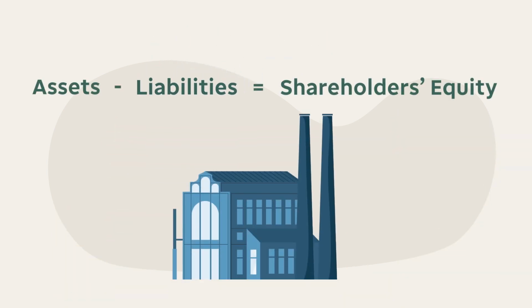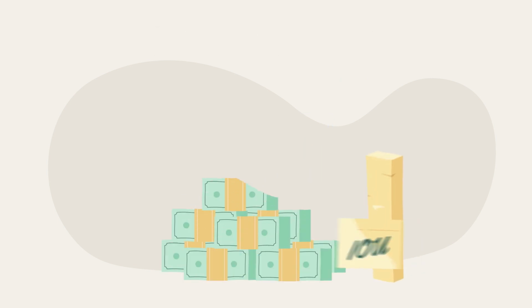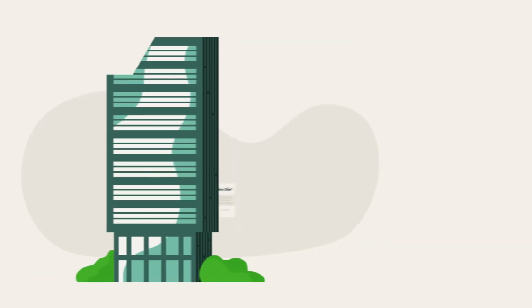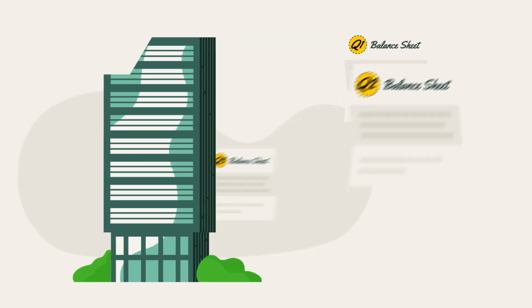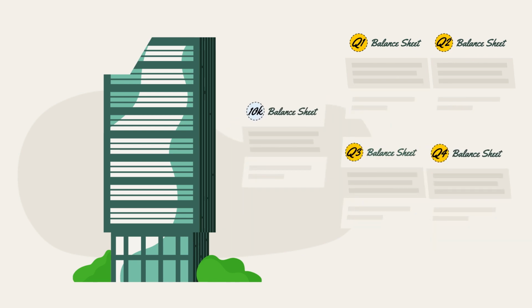If you subtract liabilities from assets, you're left with shareholders' equity, often called book value. It's the amount of money that would be left to shareholders if the company shut down and sold its assets and paid all its liabilities. A company releases its balance sheet every quarter as it reports its earnings, as well as annually as part of its 10-K reporting, a comprehensive and in-depth financial report required by the Securities and Exchange Commission, or SEC.